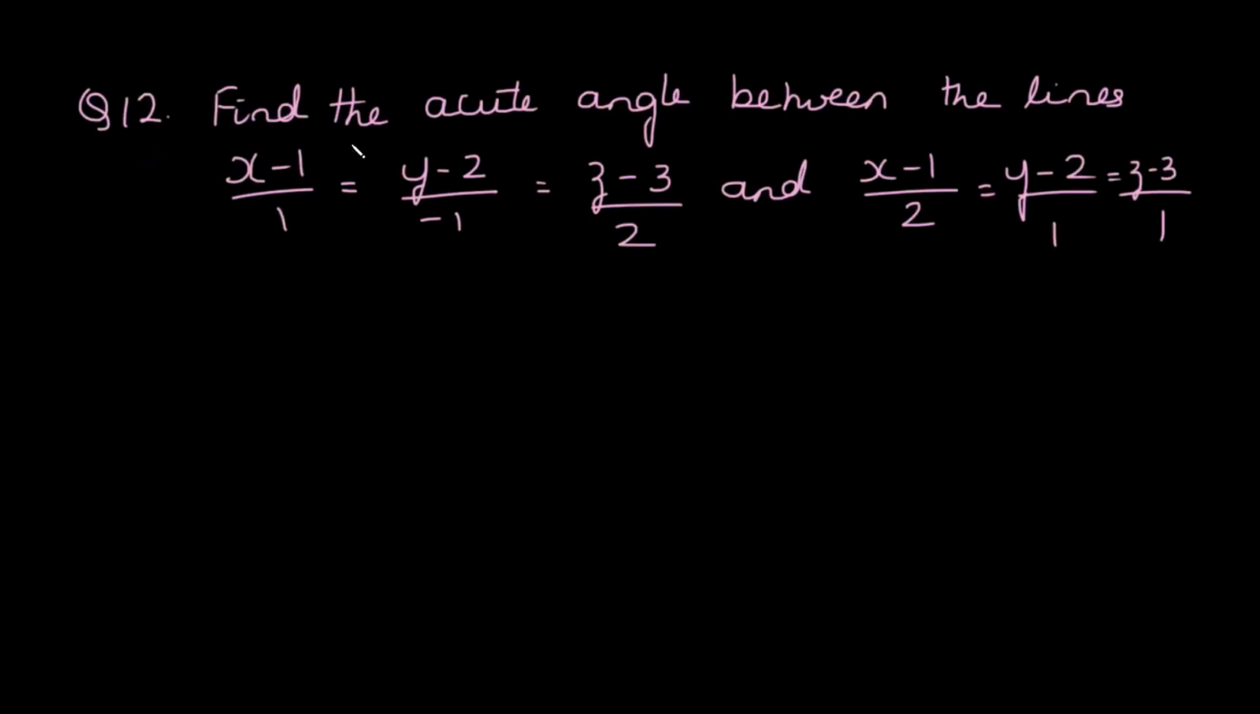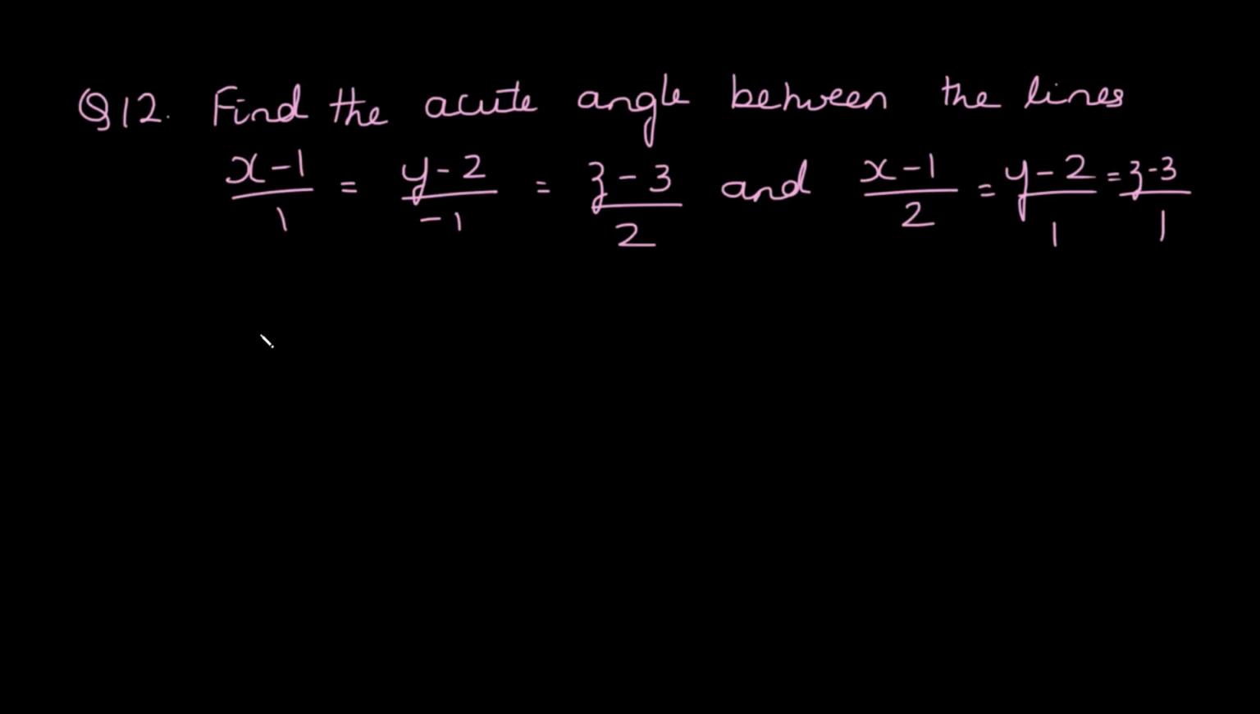The 12th question: find the acute angle between the lines (x minus 1) upon 1 is equal to (y minus 2) upon minus 1 is equal to (z minus 3) upon 2, and the other line (x minus 1) upon 2 is equal to (y minus 2) upon 1 is equal to (z minus 3) upon 1.